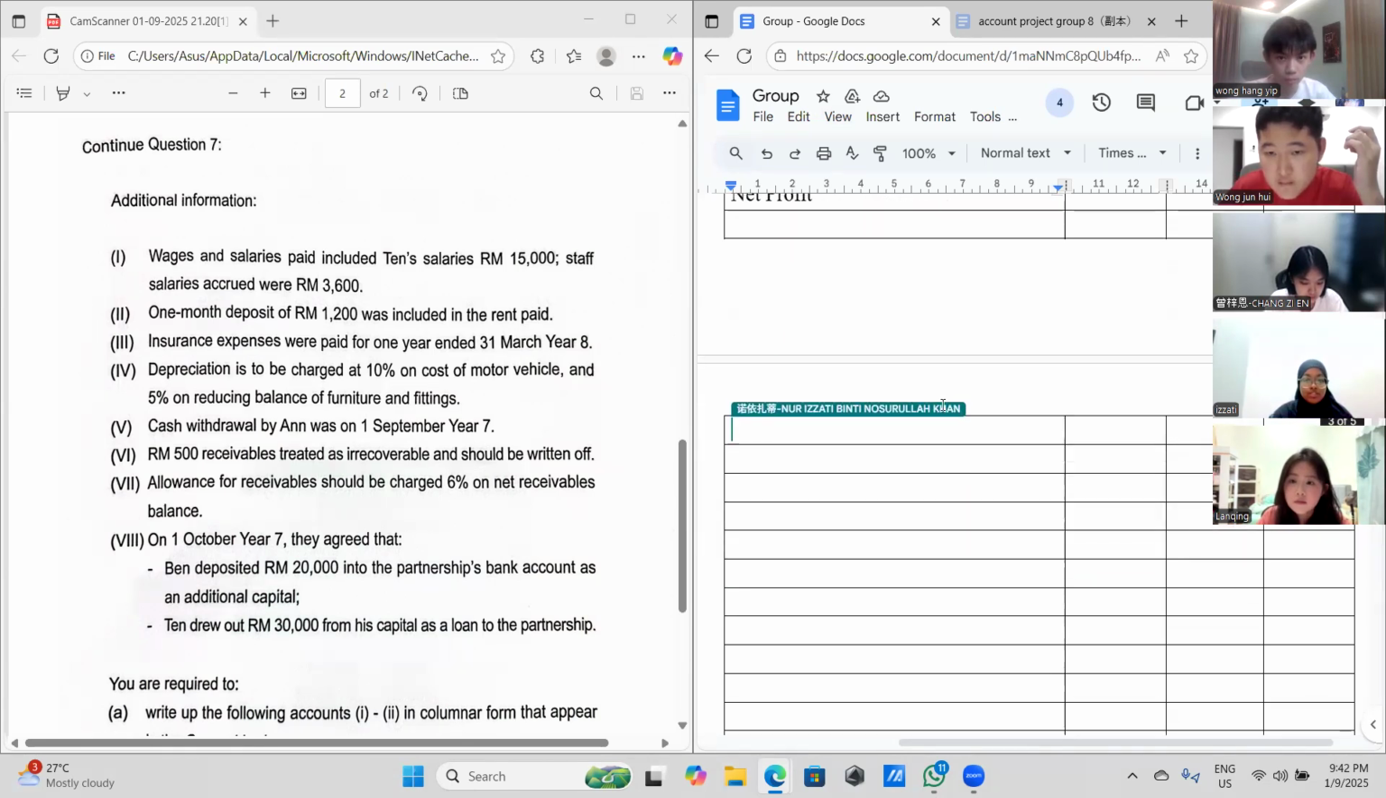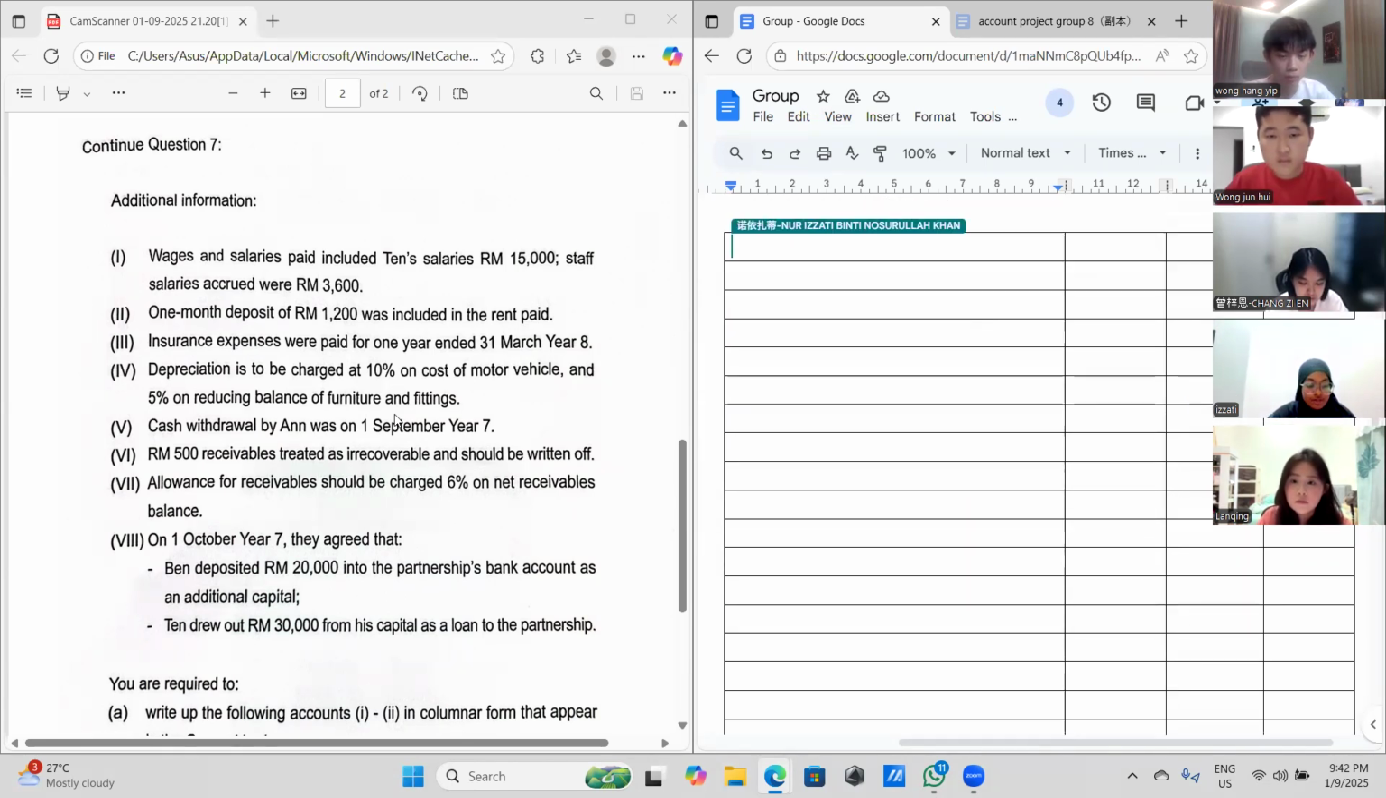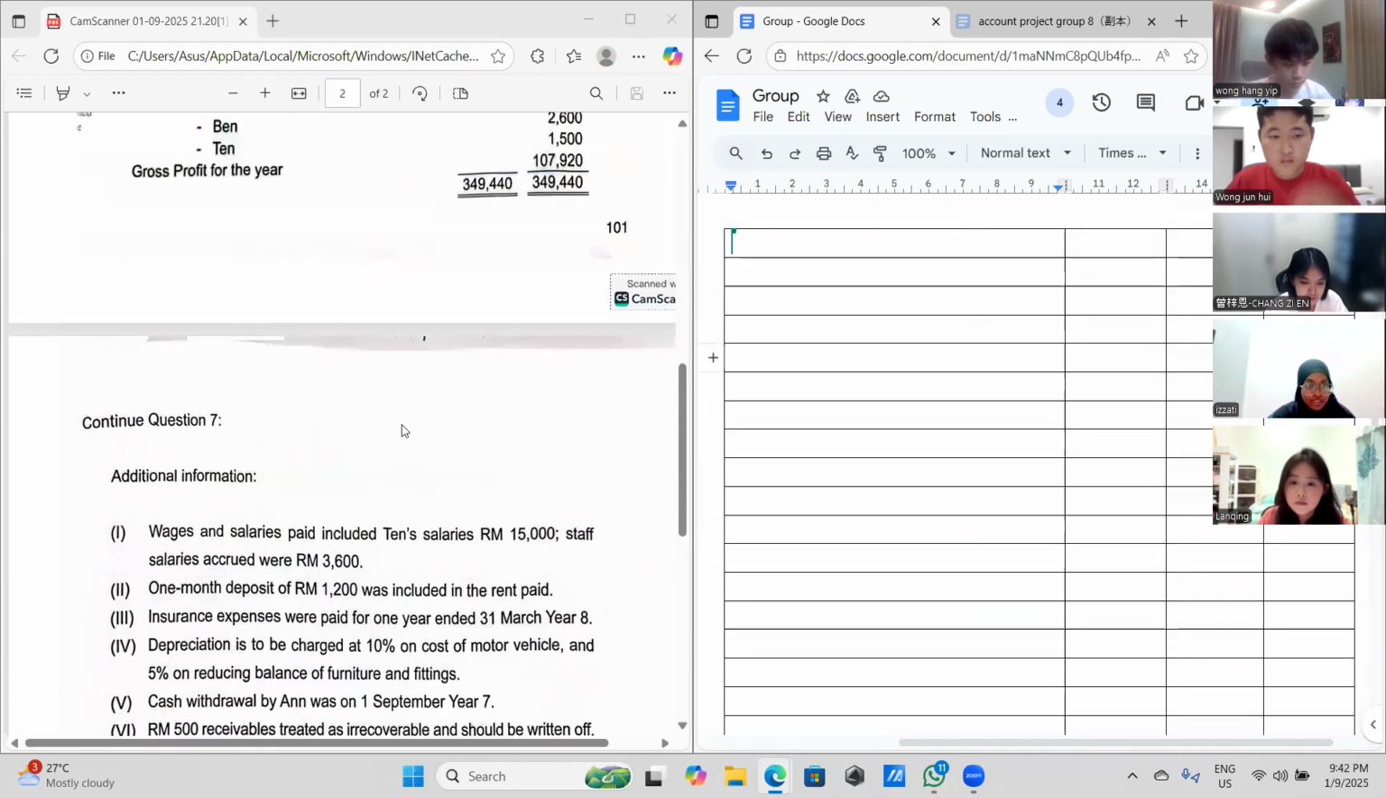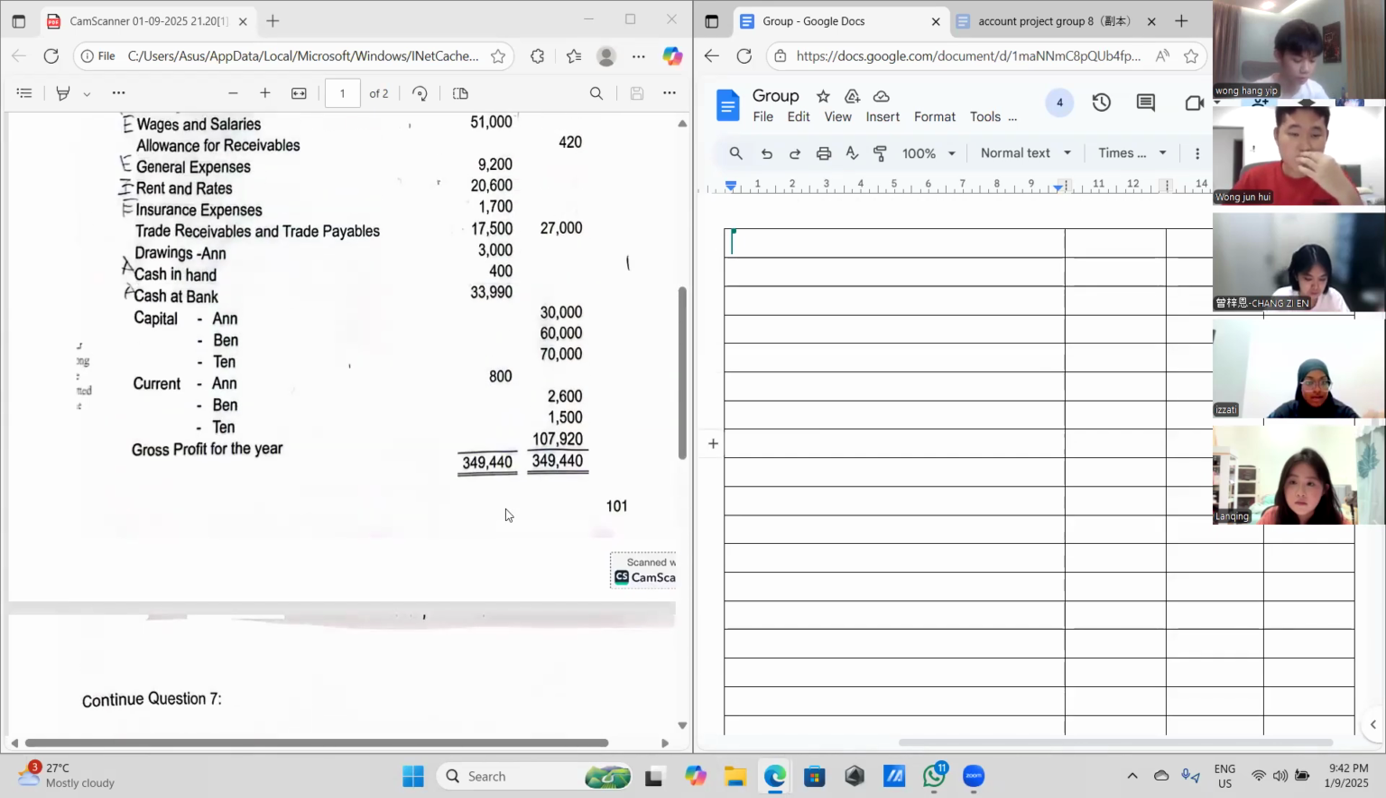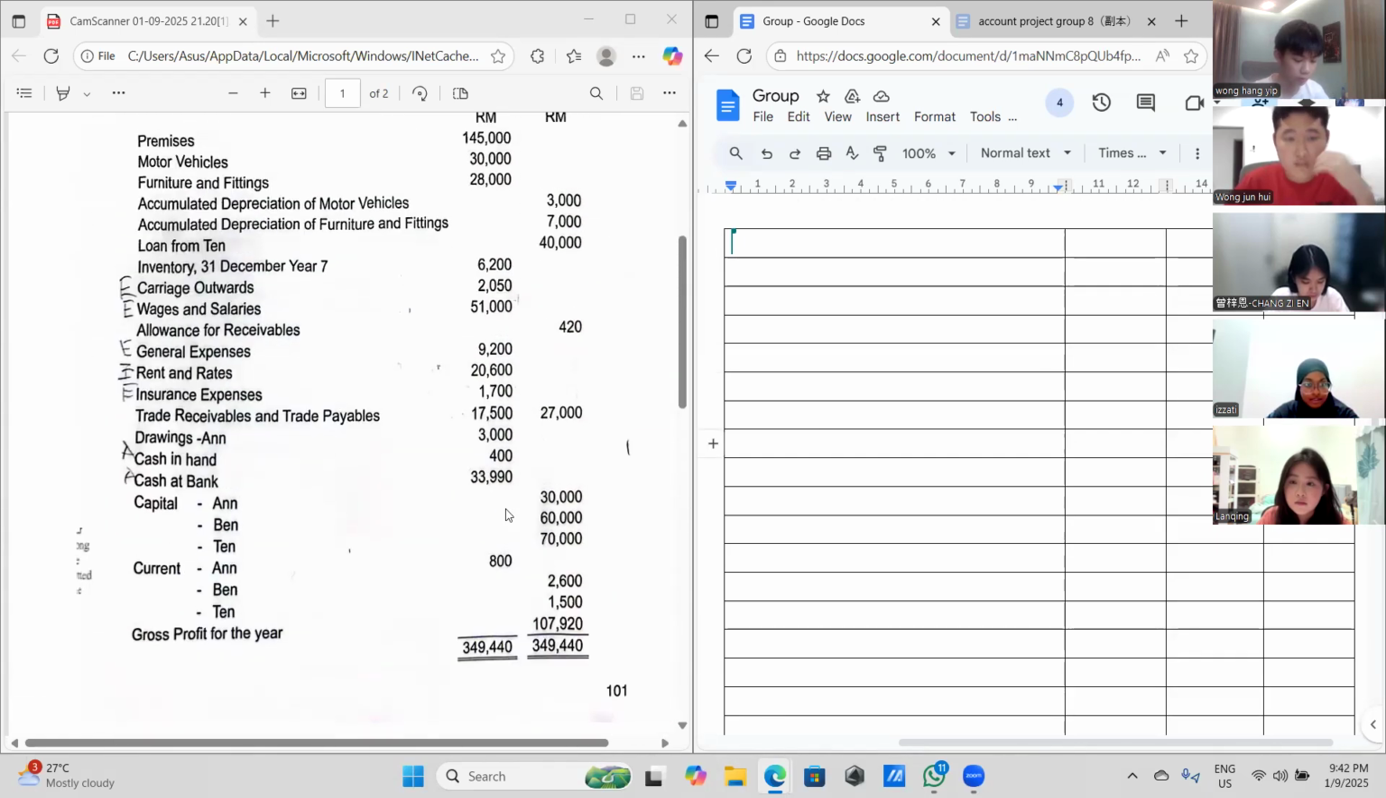Okay, after this we have to add on interest on drawings. The first one is RM 3,000. Heng Ye, I type or you type? You type. I will see the okay, type and help you.